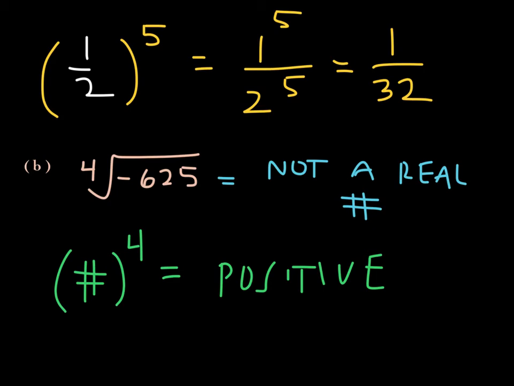So I want you to notice something. I'm going to write it down at the end of our notes today, at the end of our lesson. But I want you to notice that whenever the index seems to be even, right, for square roots and for fourth roots, we run into trouble whenever the radicand is negative, right? So keep that in mind. We'll write something about that toward the end of the lesson.